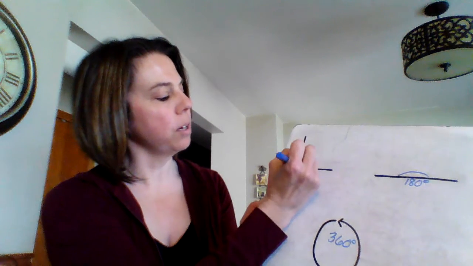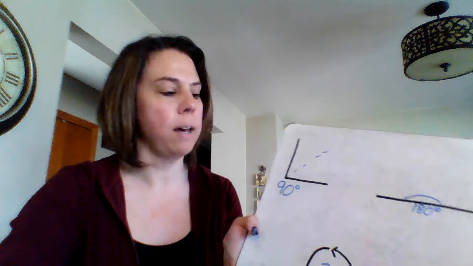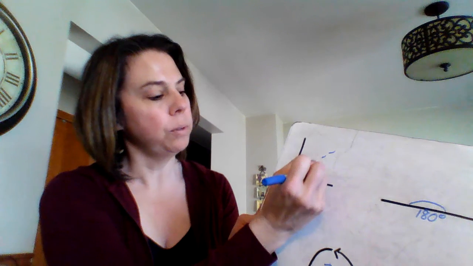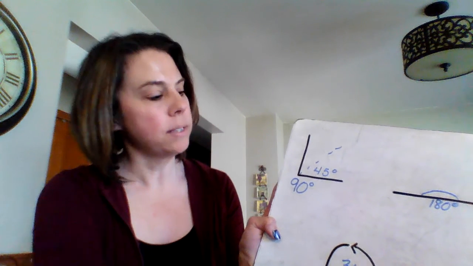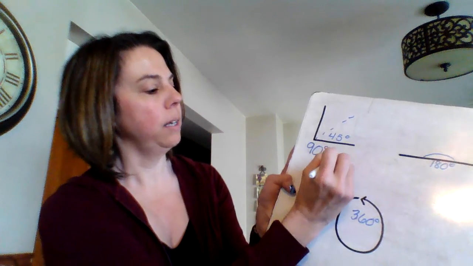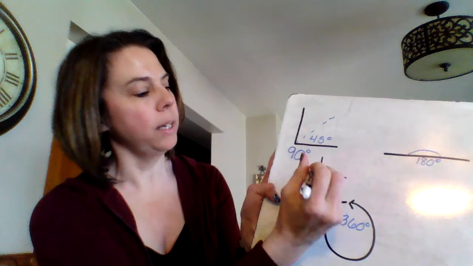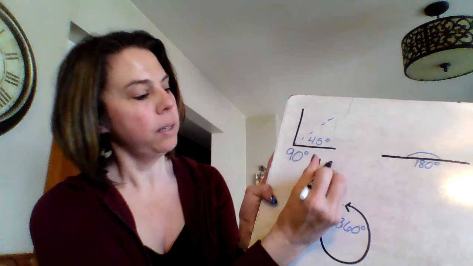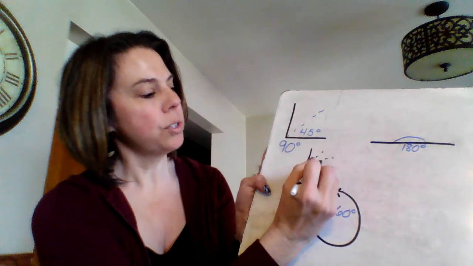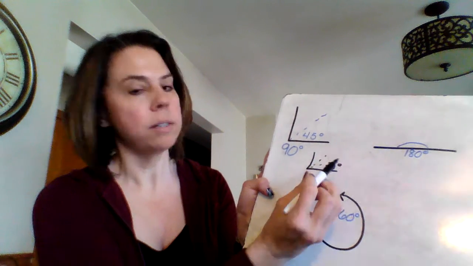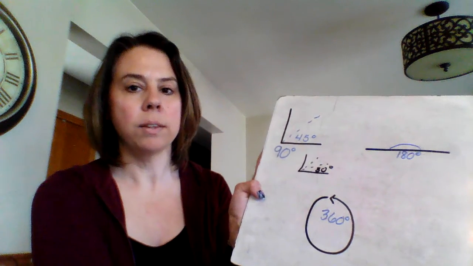For example, if we took our 90-degree angle and we split it in half, half of 90 would be 45 degrees. Then if we took that same 90-degree angle and we thought about breaking it into three equal parts, each would equal 30 degrees. So one of those parts would be 30, two would be 60, and the third would be 90.